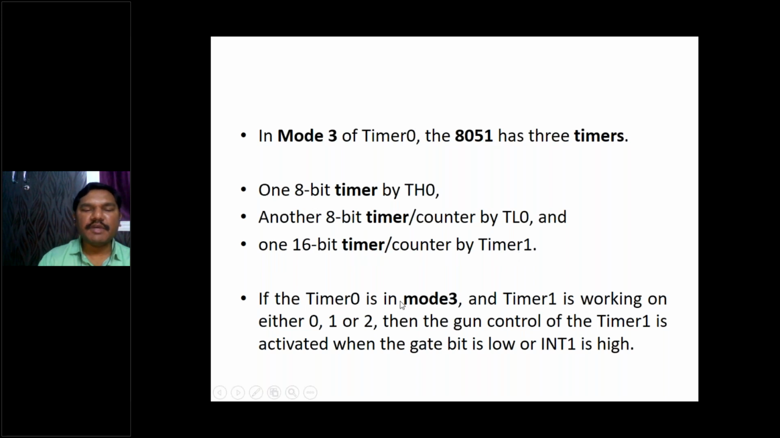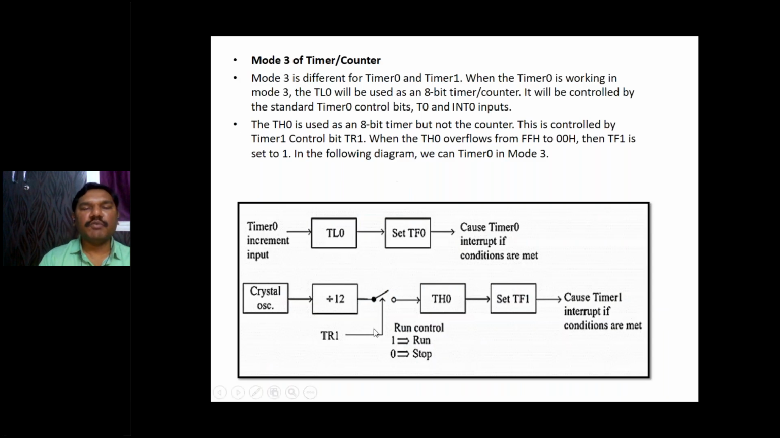If timer 0 is in mode 3 and timer 1 is working in mode 0, 1 or 2, then the gate control of timer 1 is activated when the gate bit is low or INT is high, as I have shown in the timer or counter register. So these are the mode 3 operations. This is called TL0 and this is called TH0, or both TL0 and TH0 can be combinedly operated as a 16-bit timer or counter.